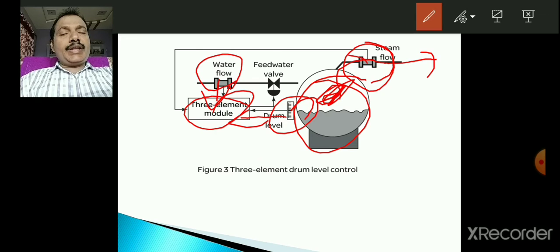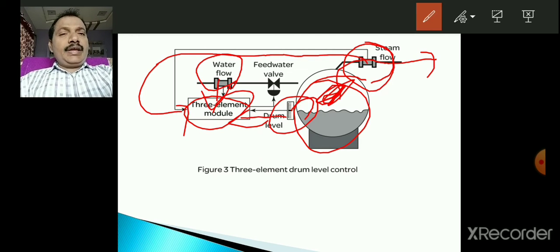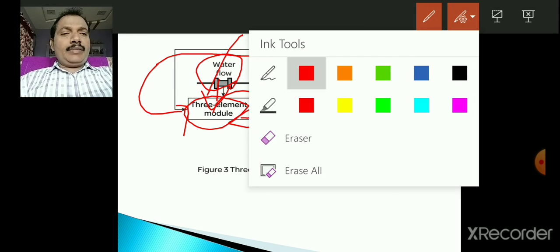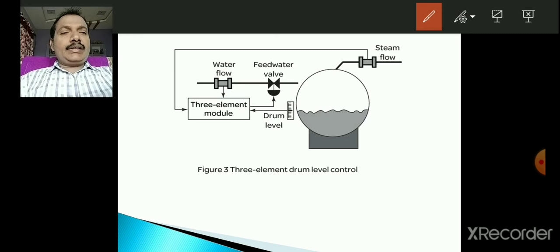So this signal is sent to the control element. That means three parameters are measured. Number one, feed water flow rate; number two, drum level; and number three, steam flow rate. These are the measurements we have taken, and after that, these three parameter values are sent to the control unit. This is the control unit, the three-element control unit.